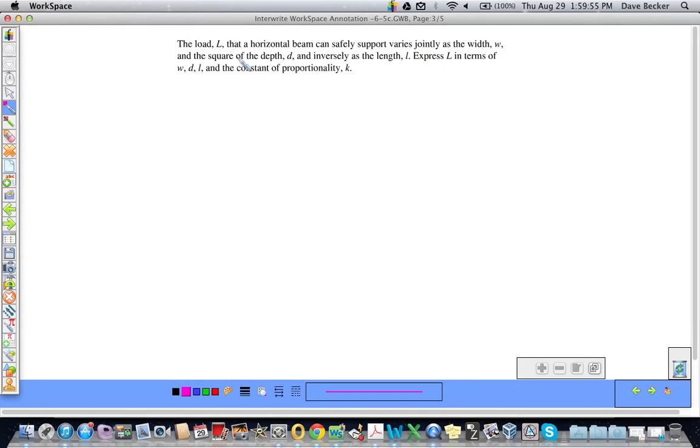Okay, the load L that a horizontal beam can safely support varies jointly as the width W and the square of the depth D. Okay, so I'm going to write that out right away. So L equals, let's do joint variation. That is y equals kxz. L is going to replace the y. The constant of variation remains the same. It's always going to be k.